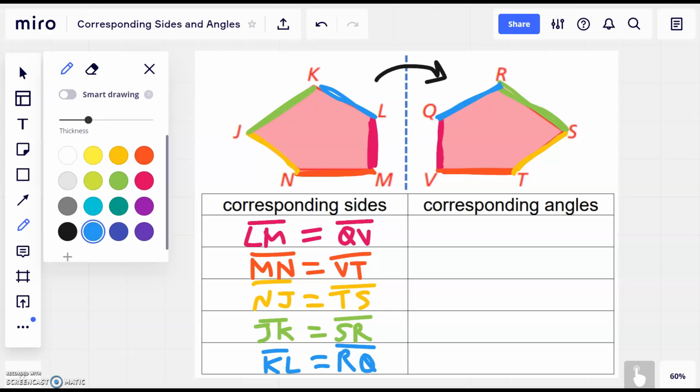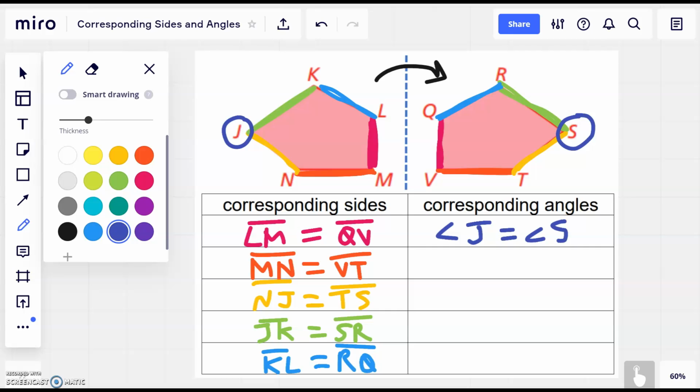Our next order of business is to identify the corresponding angles. So if you were to take the shape on the left and sort of fold it over the line of reflection so it was on top of the figure on the right, the corresponding angles would be the angles that would be on top of each other, or the matching angles. So let's begin with angle J. Its corresponding angle pair, if you were to fold it over that line of reflection, would be angle S.